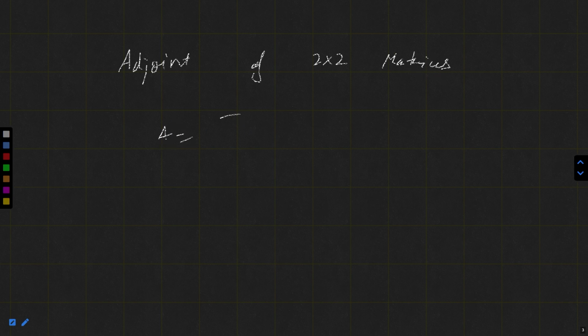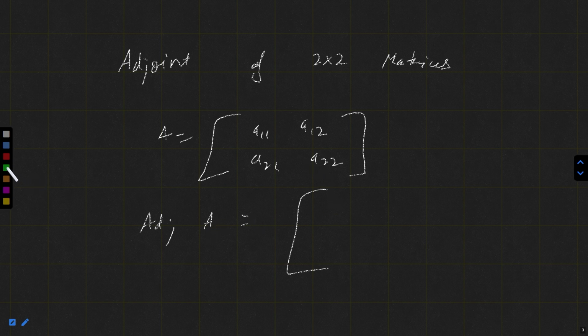If A is your 2 cross 2 matrix in this form, A11, A12, A21, A22, then its adjoint you can directly find with this method. Just interchange the main diagonal positions, A22, A11. Now put a minus sign on the remaining untouched entries, like this, minus A12 and minus A21. That's it, you will get your adjoint of it. Simple. This came from the cofactors and the minors.